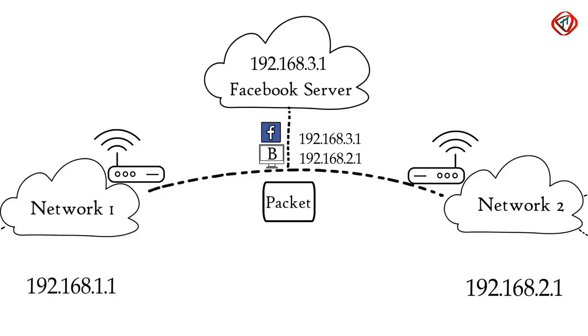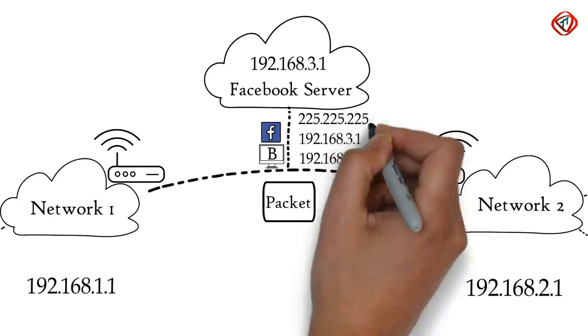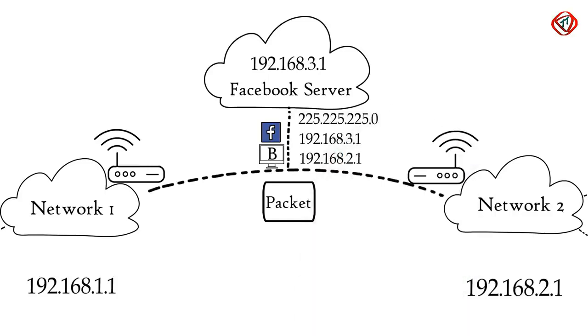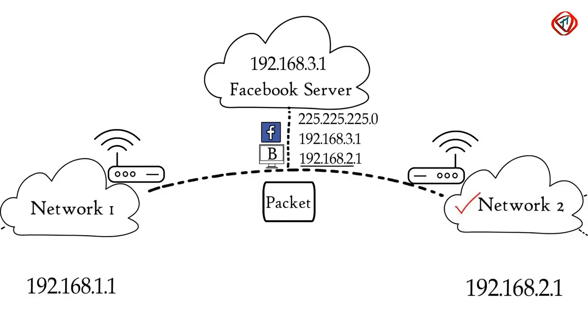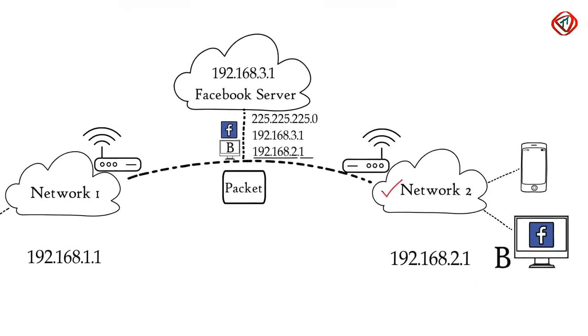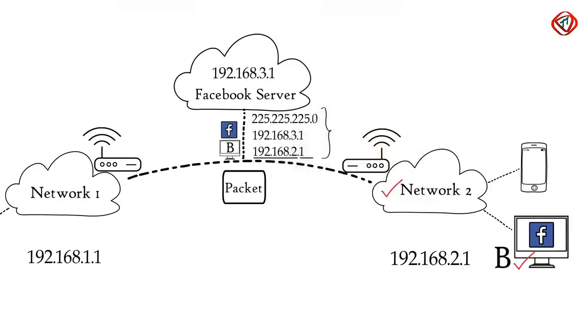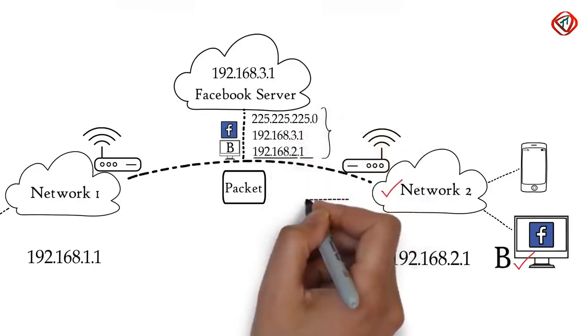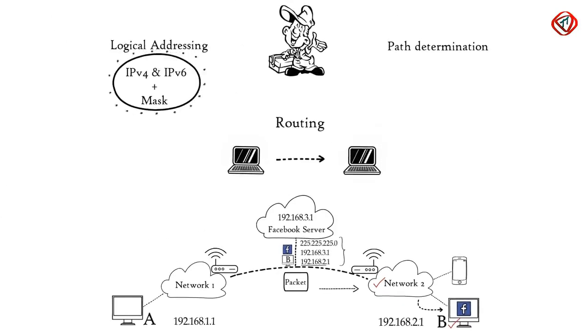Network layer of the Facebook server has already added sender and receiver's IP address in the packet. Suppose mask used is 255.255.255.0. This mask tells that the first three combinations represent the network, while the last combination represents the host, computer B. So based on IP address format, the received data packet will move first to network 2 and then to computer B. So based on IP address and mask, routing decisions are made in a computer network.